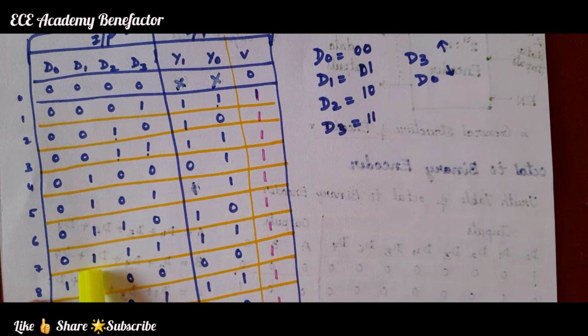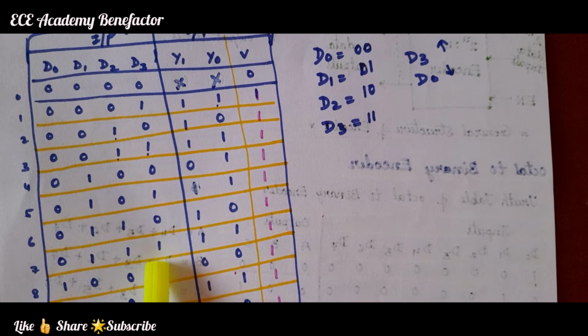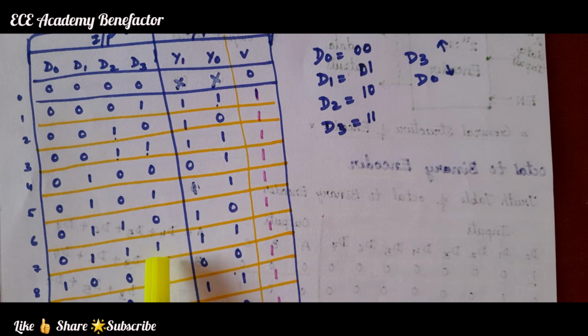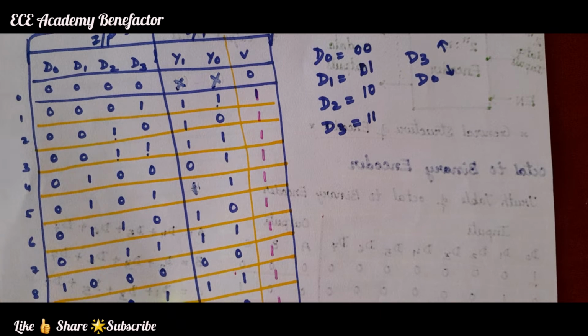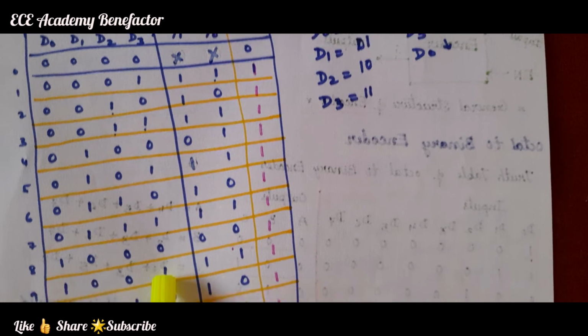Here D1, D2, D3 all three are 1, and the highest priority is D3. For D3, the output will be 1 1. Here D0 is high. D0 means the output will be 0 0. Here the inputs D0 and D3 are high. D3 has the highest priority.